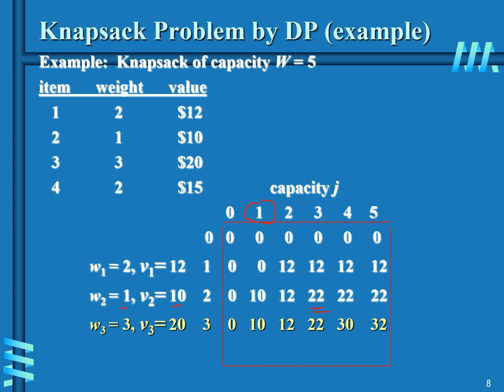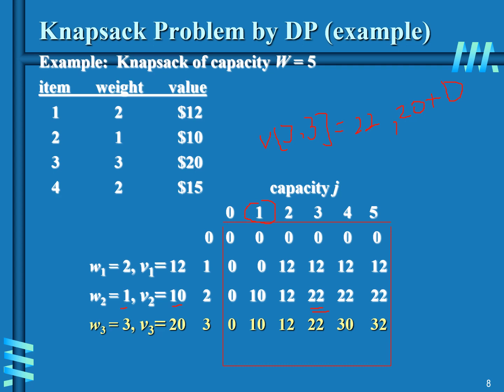When you come to V of 3 comma 3, you have to find out whether to consider the previous one or this one. I'll write it: V of 3 comma 3. The entry in the previous row, same column is 22, comma, what is the value of this item? 20, plus the entry in the previous row, w column towards left. So 1 2 3, the entry is 0. So whichever is maximum, 22.